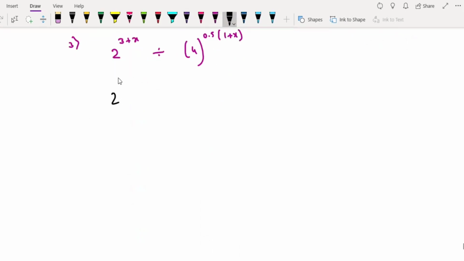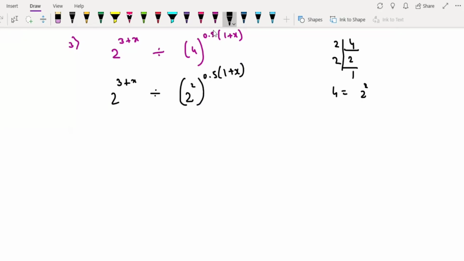So the first exponential value is 2, so we'll not do anything with that. We're going to keep it as it is, divided by the second. It has 4, and 4 is not a prime, so we're going to reduce it to prime. 4 can be divisible by 2, so 2 twos are 4 and 2 ones are 2. So in the place of 4, we're going to write down 2 square, because we divided 4 by 2 two times. So in the place of 4, we're going to write down 2 square and whole to the power of, as it is, 0.5 of 1 plus x.